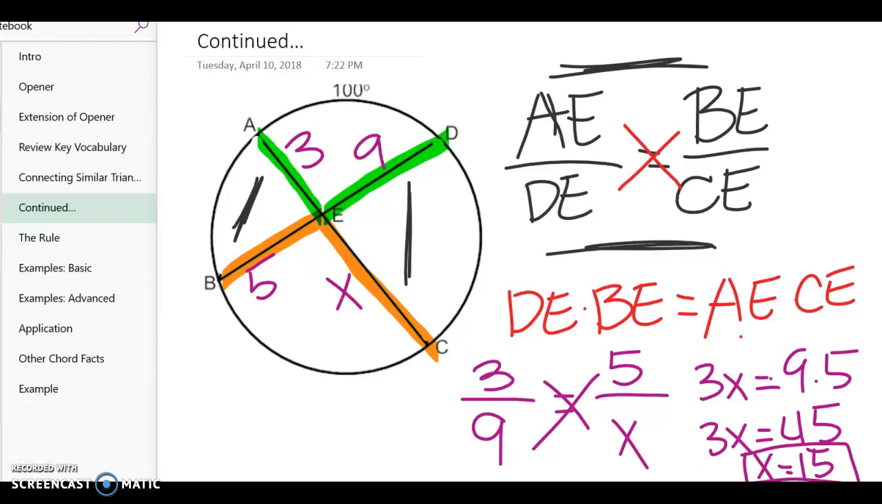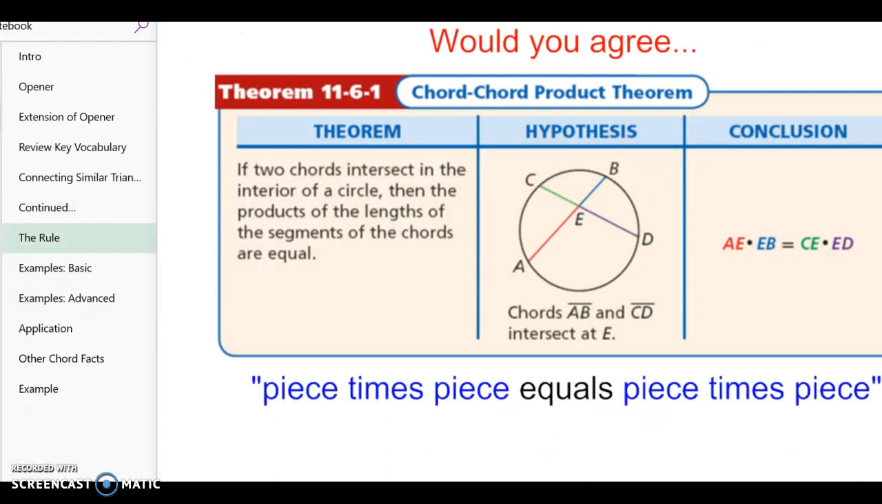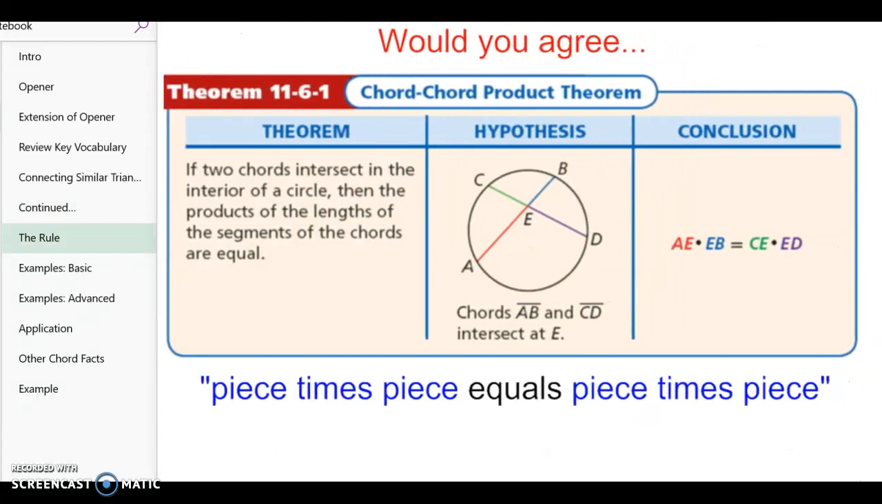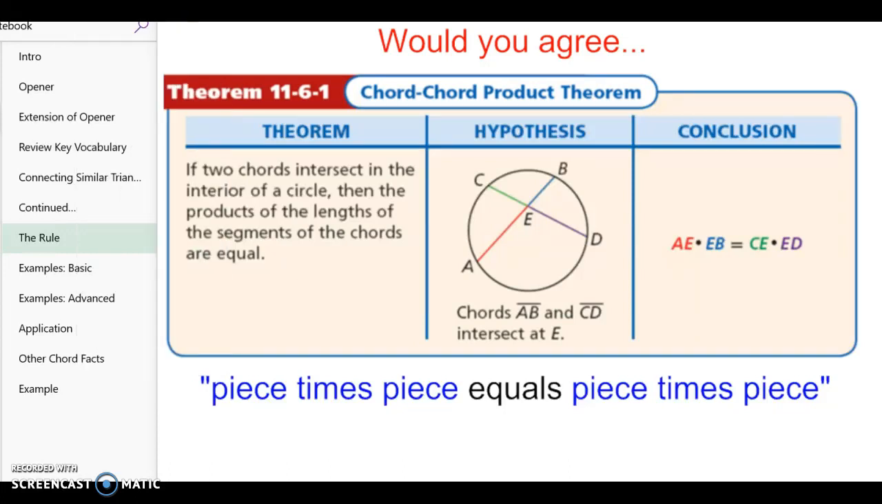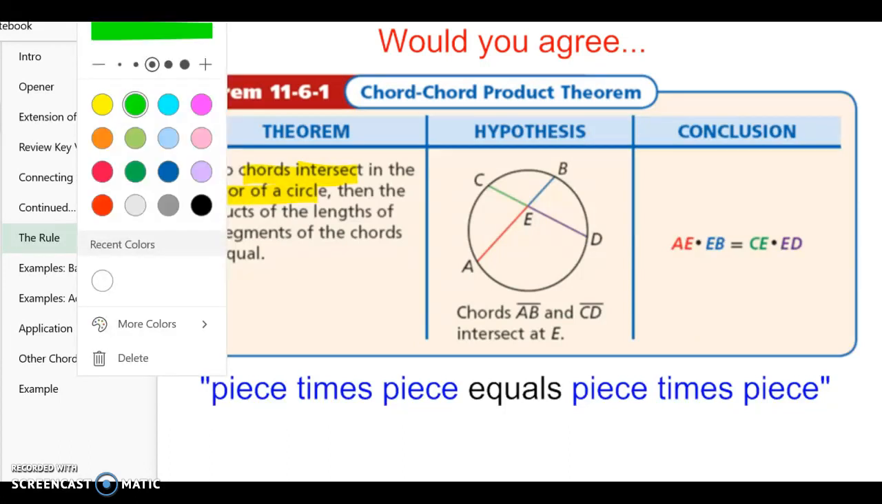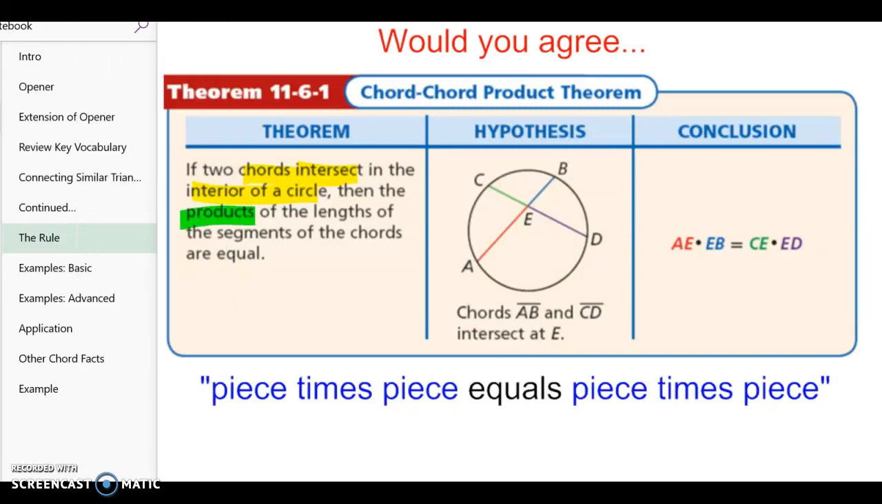And guess what? There's a rule for this. So, take just a second to take this in. Would you agree that if 2 chords intersect in the interior of a circle, then, so yellow is my if, green's my then, the products of the lengths are equal, okay?